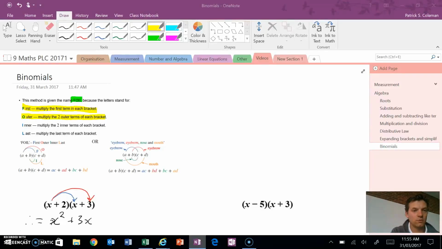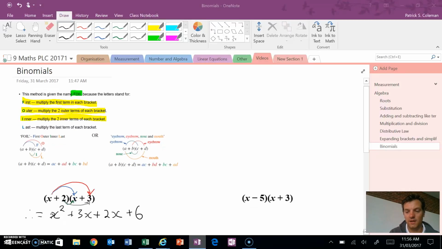So first of all, we're going to multiply the 2 and the x. So 2 times x is 2x. And then the last one we're going to go to is the last term in each bracket. We've done the inner one. And the last one is multiplying the last term in each bracket. So we're going 2 times 3. So 2 3s are 6.